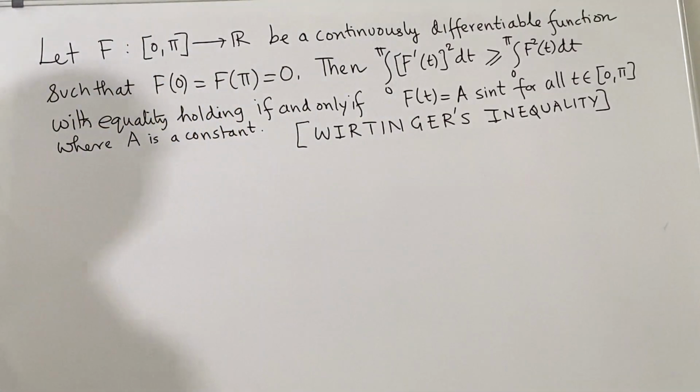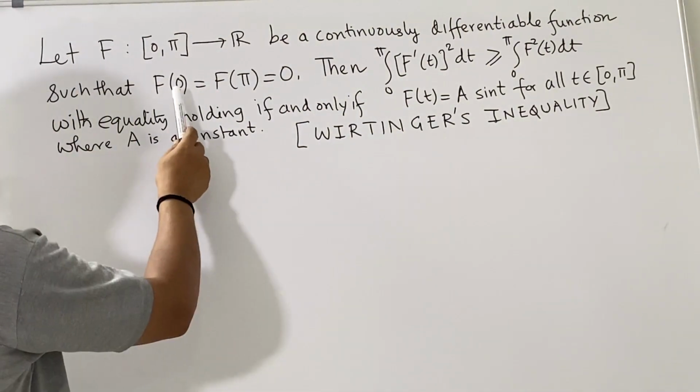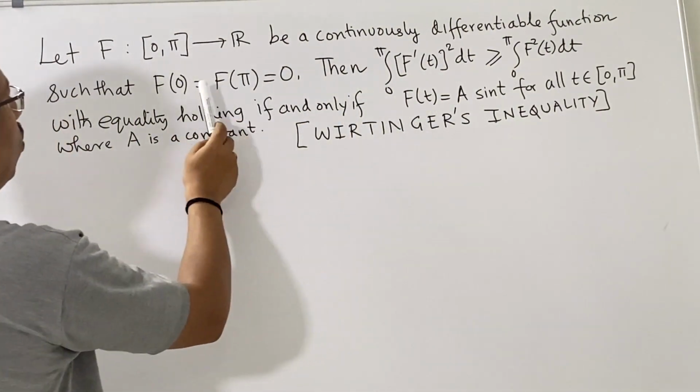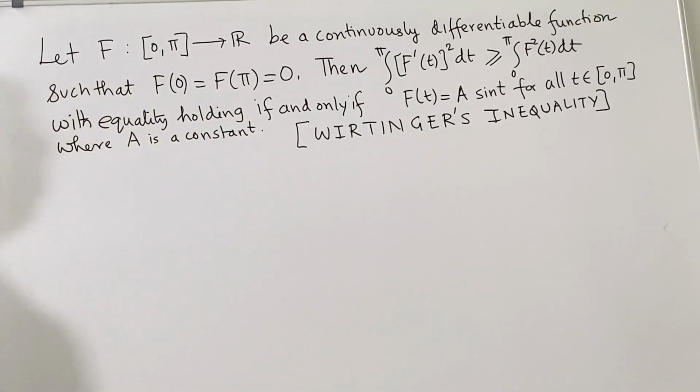You can easily check that sin t is a continuously differentiable function and f(t) would be 0 at both t equal to 0 and t equal to pi. So the equality will hold only for a multiple of the sine. So let's see how we can prove this.